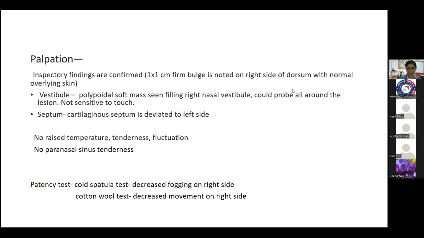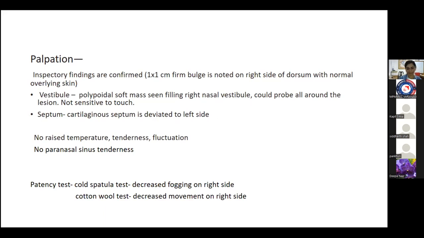What does that indicate? If it is the inferior turbinate or the nasal mucosal lining, then it will be sensitive to touch. If there is a mass, then that is insensitive to touch. Paranasal sinus cancers are not sensitive to touch.